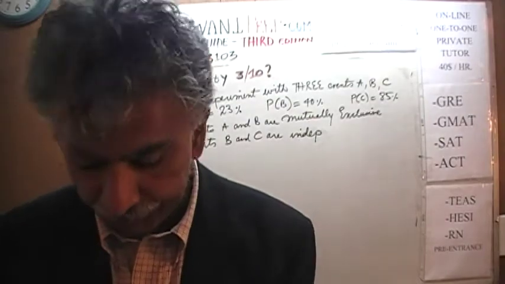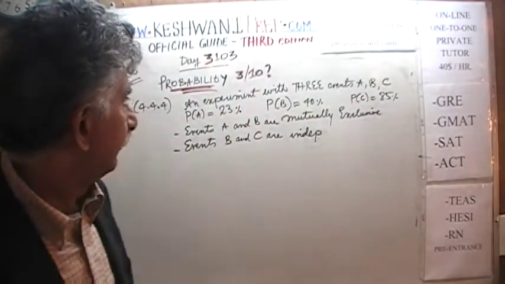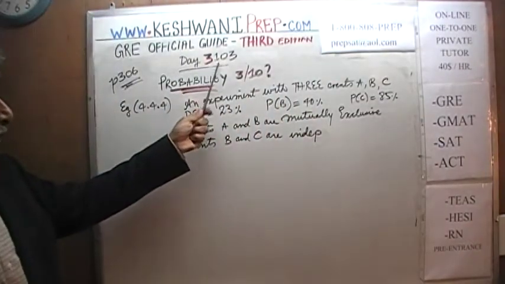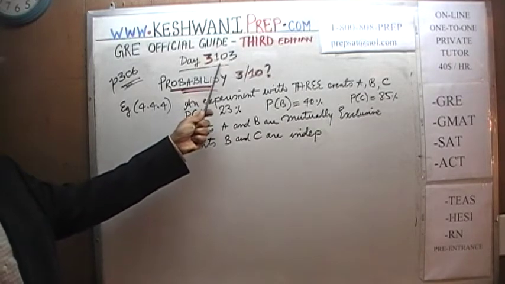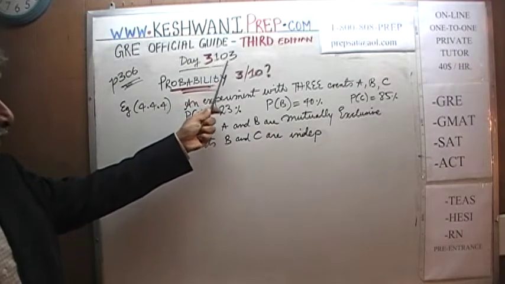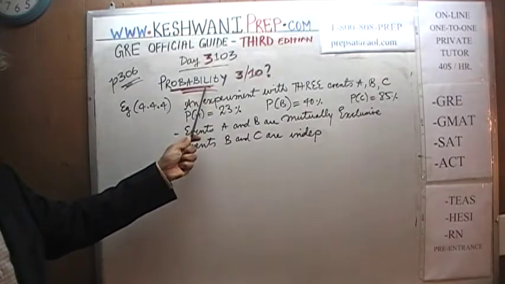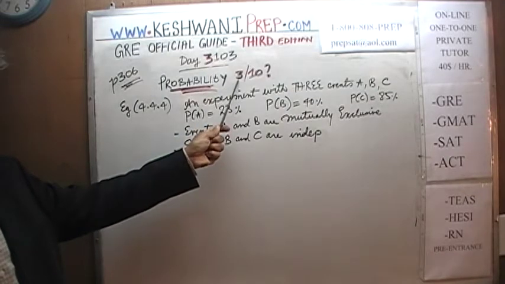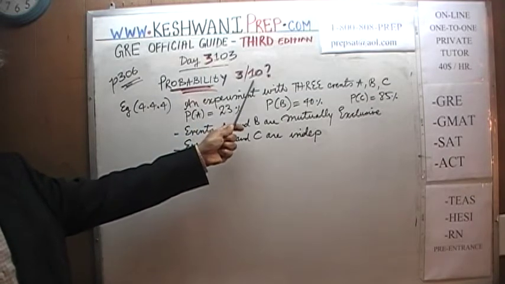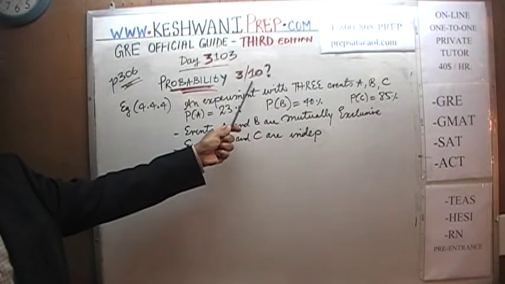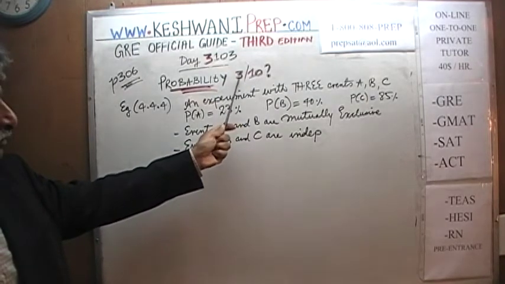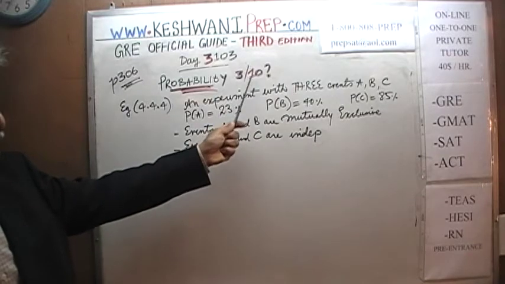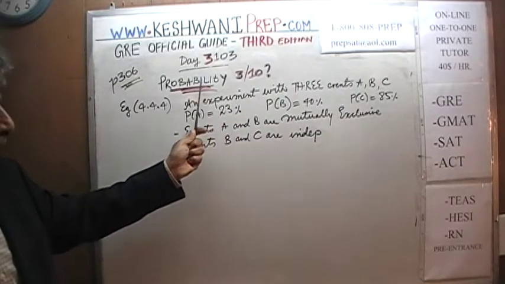Today is our lesson number 103. Day 3103. The 3 signifies that we are in the third edition. Not yesterday, but the day before yesterday, on day 101, we began the topic of probability. Today is our third lesson in that series. I do not know how many videos we'll end up making, perhaps 10, perhaps 7, perhaps 5. So it's the third one in the series on the topic of probability.